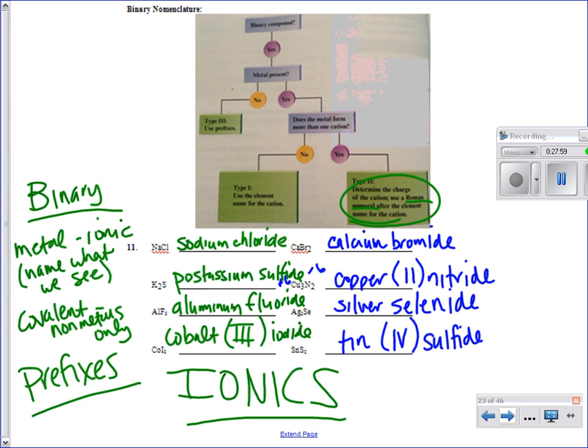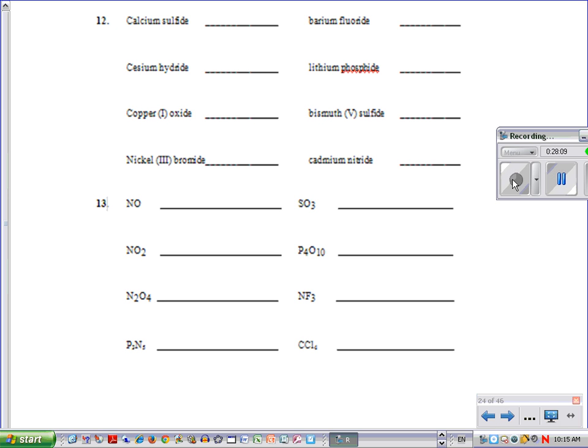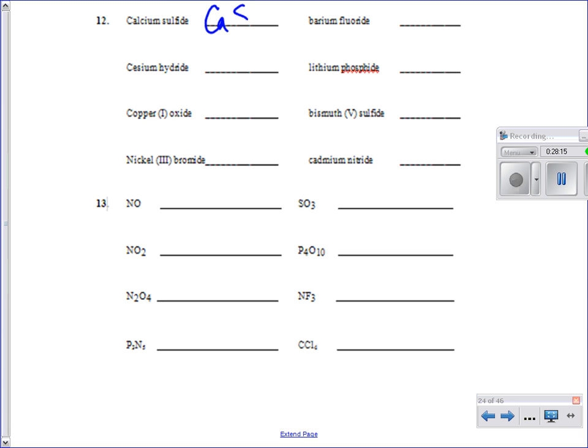Sulfide. Good. Next up, look at this grouping. Oh, I'm so short. I'm going to pause this. Okay, the first one, calcium sulfide. What's the formula? CaS, because calcium is +2 and sulfur is -2.